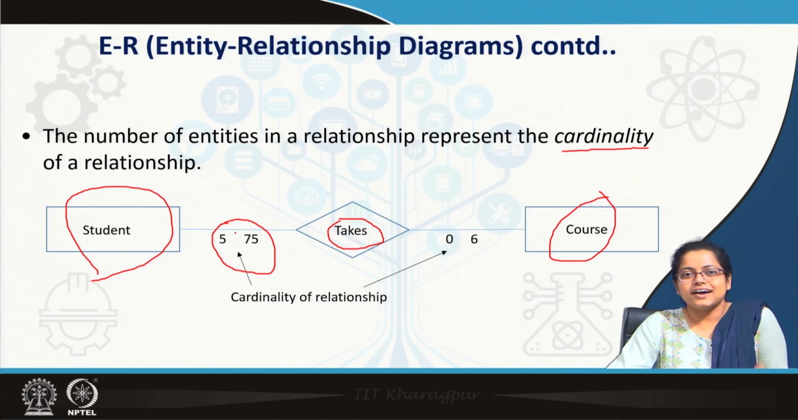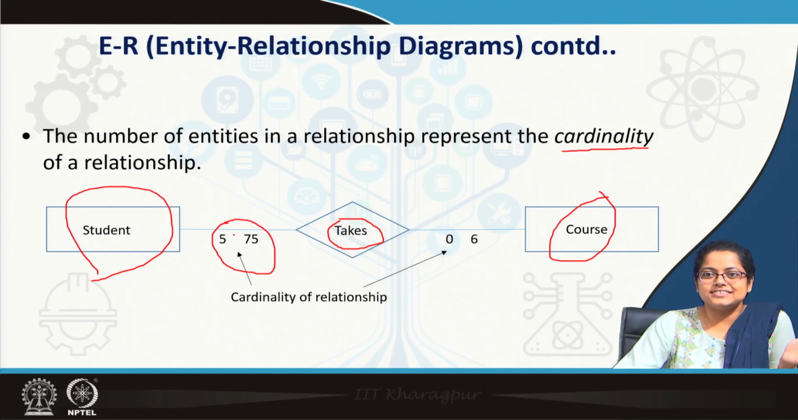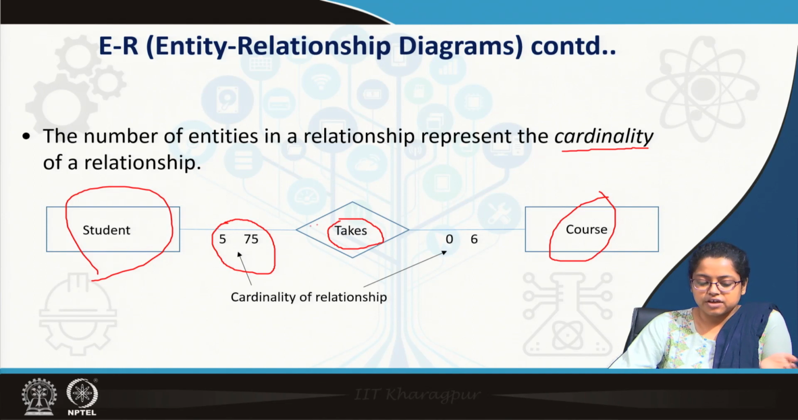Why a minimum of 5? That depends upon the university, because many universities say that if there is not a minimum enrollment of 5, then the course will be dropped. So, here we have assumed that the minimum number of students required to enroll for a course is 5. So, 5 to 75. Similarly, each student can take 0 to a maximum of 6 courses. Again, that depends entirely on the university's rules and regulations. A university may permit a student to take no courses in a particular semester, or up to a maximum of 6 courses in a particular semester. So, this is what represents the cardinality of the relationship.